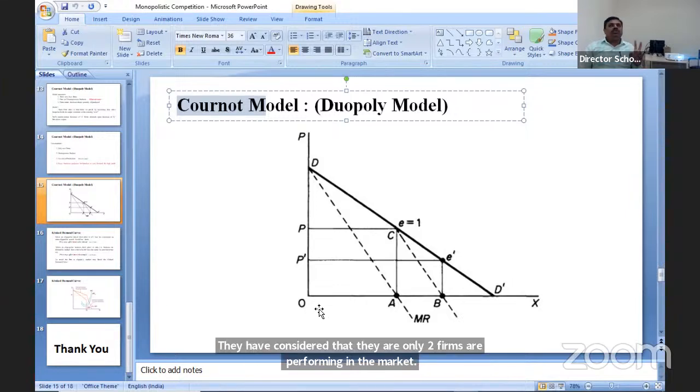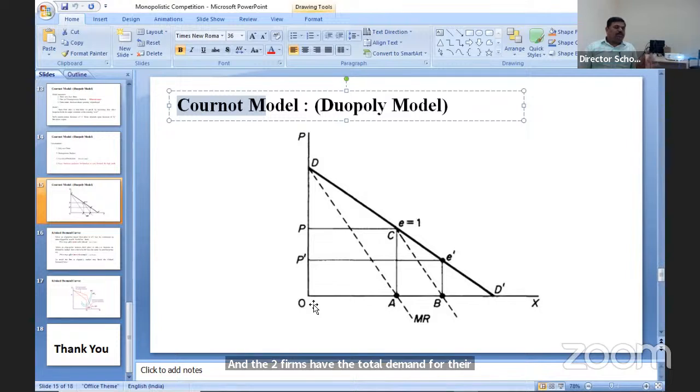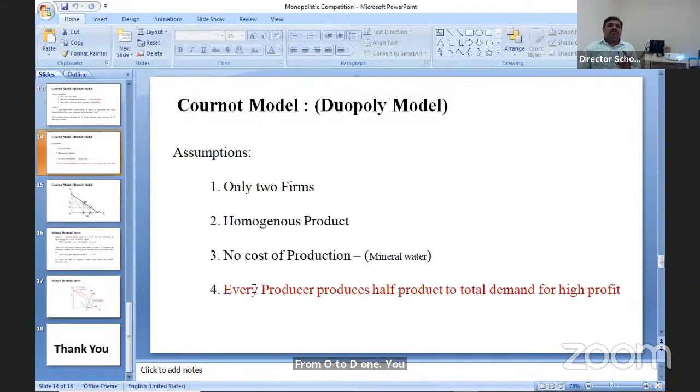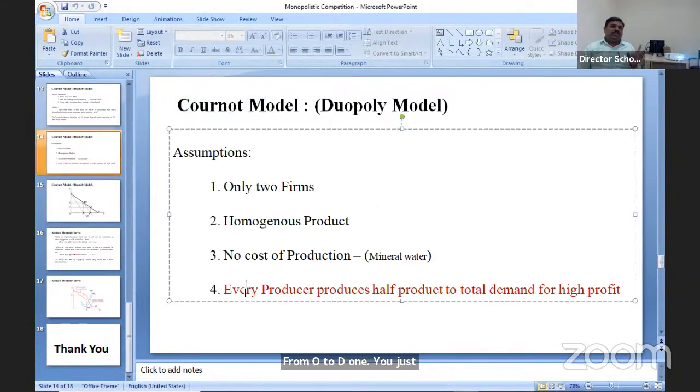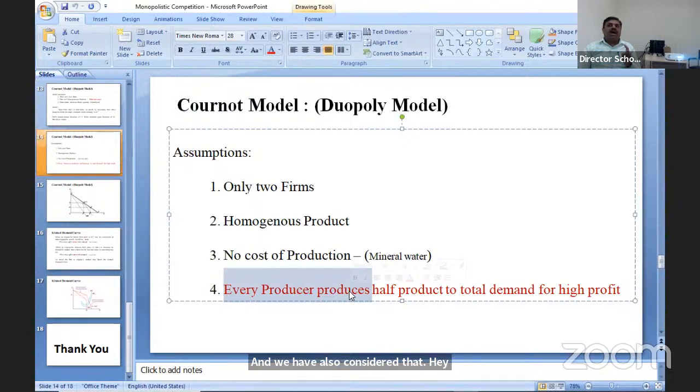The two firms have the total demand for their product from O to D1. Is this? And we also considered that every producer produces half of the total demand for getting high profit.